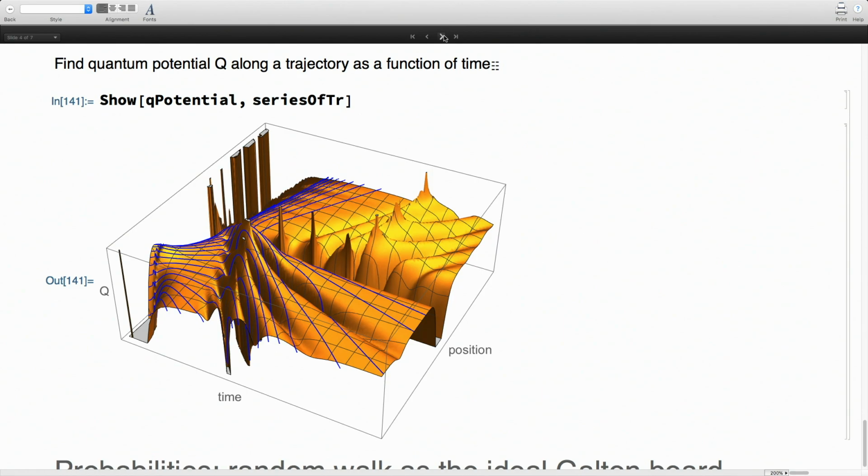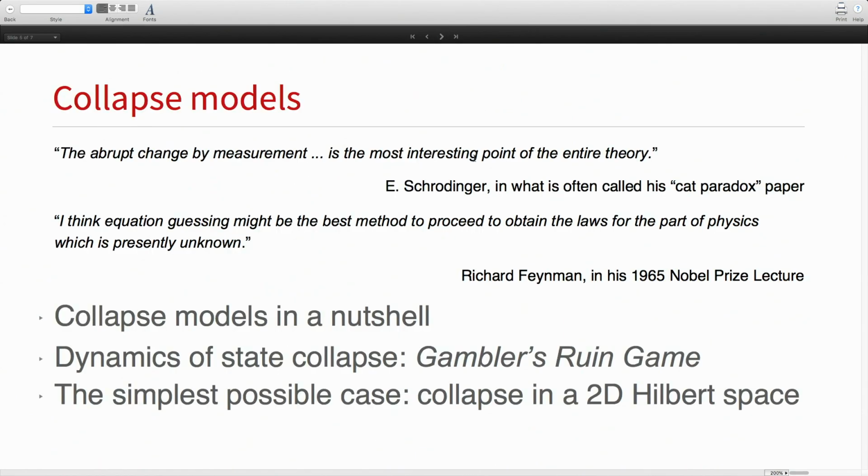Now, let me talk about another alternative quantum theory, which follows a totally different approach. This approach takes the measurement much more seriously. In Bohmian mechanics, we would say there is no collapse of the wave function. But here we would say that, yes, there is a collapse. The collapse is random. Let's find a dynamical equation describing the collapse.